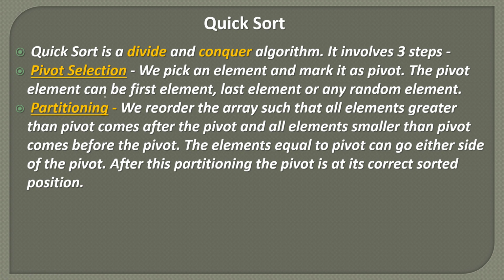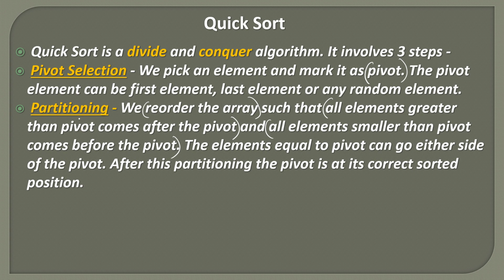So in the previous video we discussed the pivot selection, that we pick an element and mark it as pivot. The pivot can be any random element. It can be first element, last element, or any random element. Now based on what we choose as our pivot, we do the partitioning. We reorder the array such that all elements greater than pivot come after the pivot. All elements smaller than pivot come before the pivot. The elements equal to pivot can go on either side of the pivot.